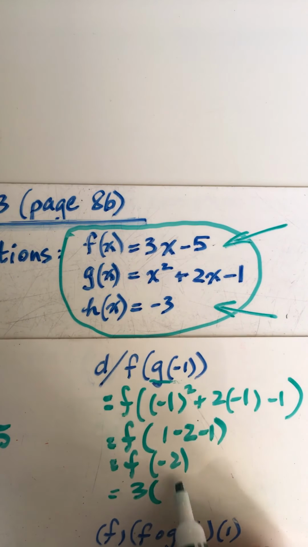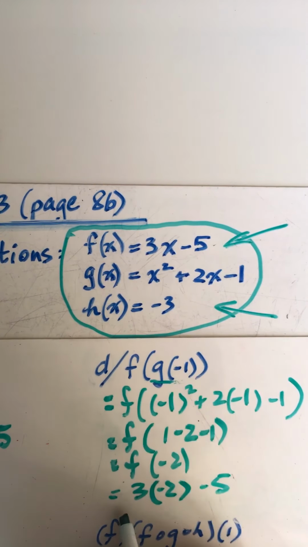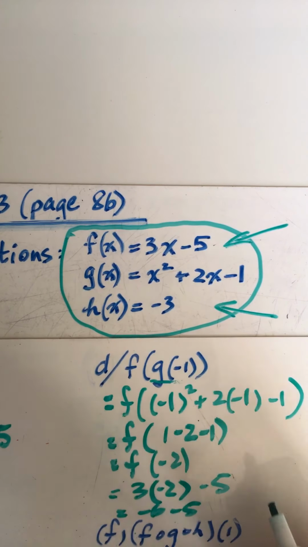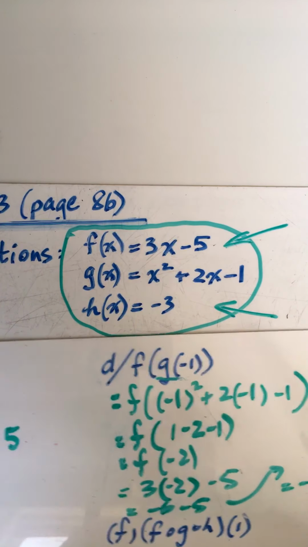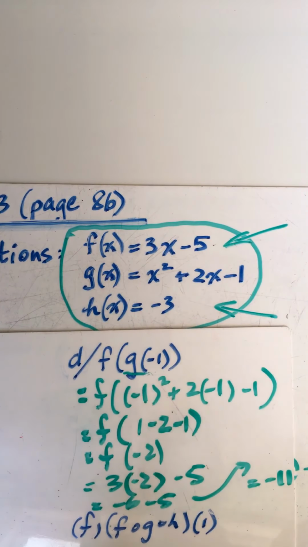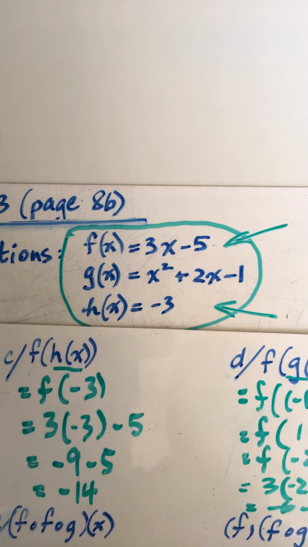It's 3 times negative 2, negative 6, subtract 5, which is negative 11. So both of those are good ways to notate that. All right, on to part E.